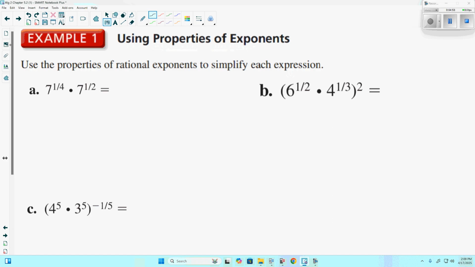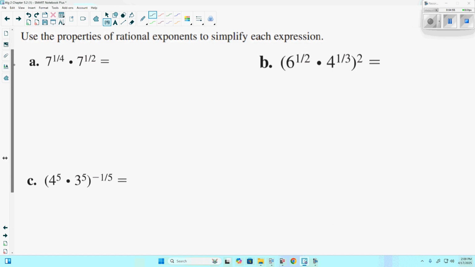So we're going to use these properties of rational expressions to simplify these as far as possible. The first one we have is 7 to the 1/4 times 7 to the 1/2. When we multiply like bases, we add the exponents. We're used to doing this with x times x squared, which is x to the third, with whole number exponents. Well, it works the same here. It doesn't matter that the exponents are fractional. We multiply like bases, we add the exponents.